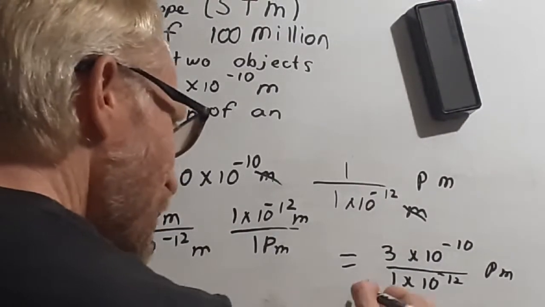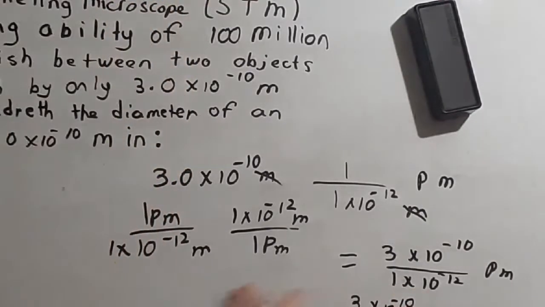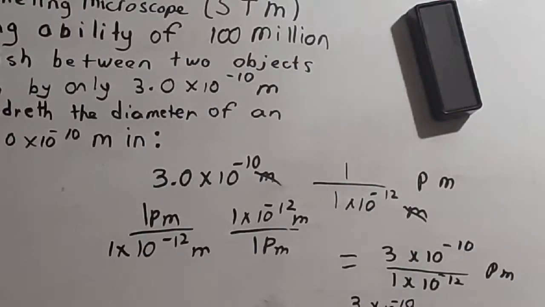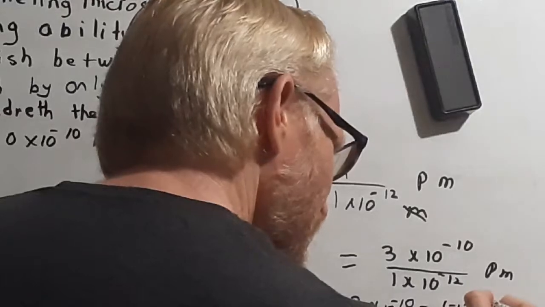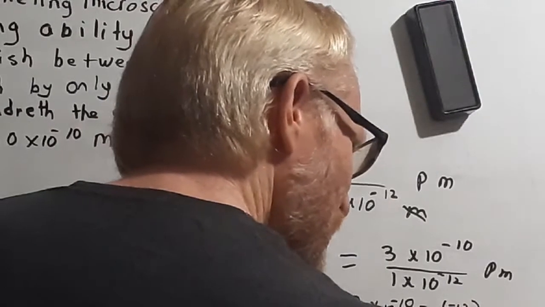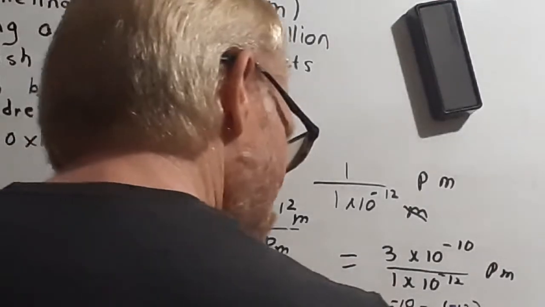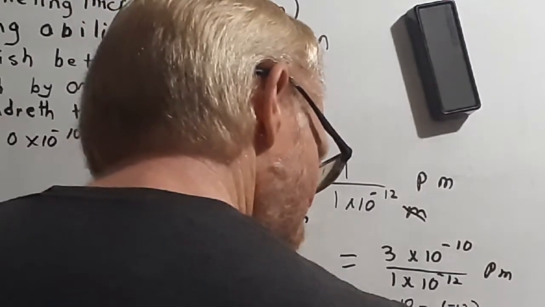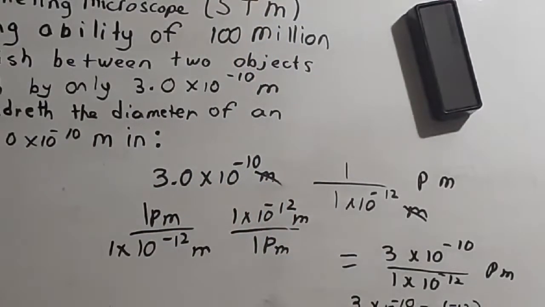Let me actually write it here. So that would be 3 times 10 to the power of negative 10. But because I am dividing exponents with the same base, that means I'm going to subtract my exponent minus negative 12. And that's picometers. And negative 10 minus negative 12 is actually the same thing as saying negative 10 plus 12, which is positive 2. So your answer is actually 3 times 10 to the power of 2 picometers. Or 300 picometers, however you guys want to say it.